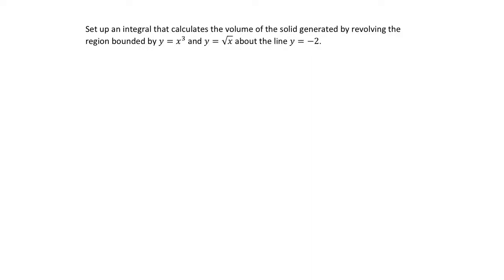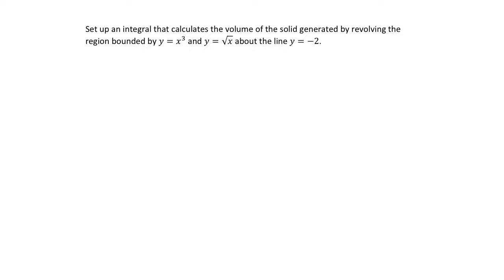For our third example, same region. Where are we revolving it about this time? We're revolving it about the line y equals -2. That's a horizontal line, correct? Because it's a horizontal line, let's think about what that is parallel to. It's parallel to the x-axis. So in a sense, this is going to be like doing it about the x-axis, which makes me think that it's something to do with the disk method.